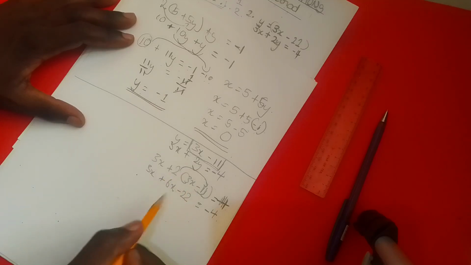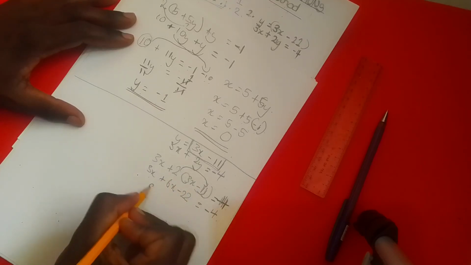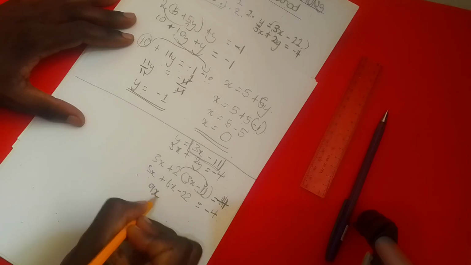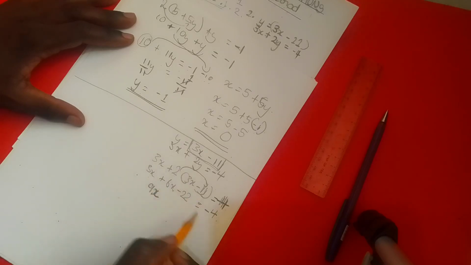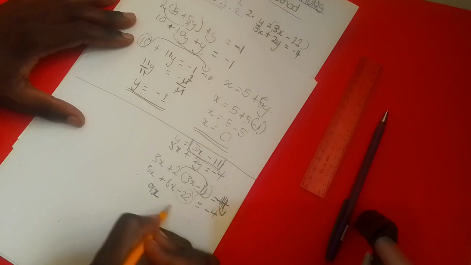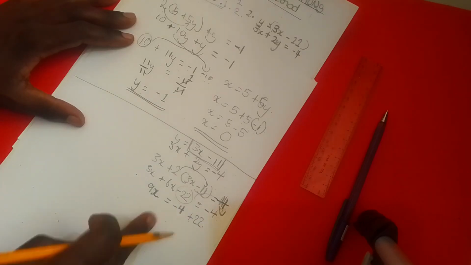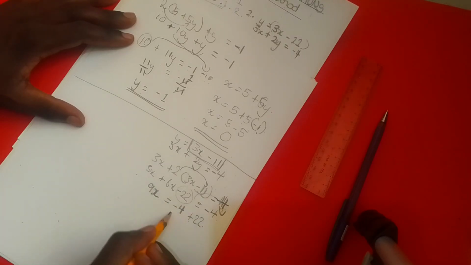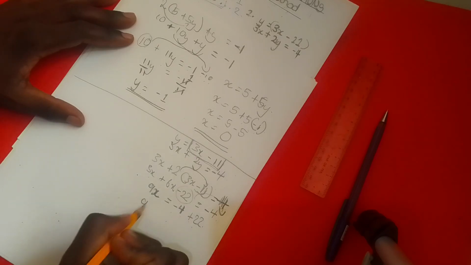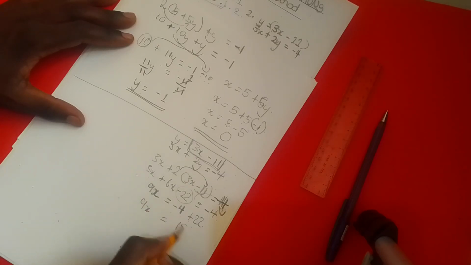So 3x plus 6x is equal to 9x. Then negative 22 is going to fly across the equation. When it flies across the equation, it will become a positive, okay? So 9x is equal to negative 4 plus 22, which gives 18. So 9x is equal to 18.